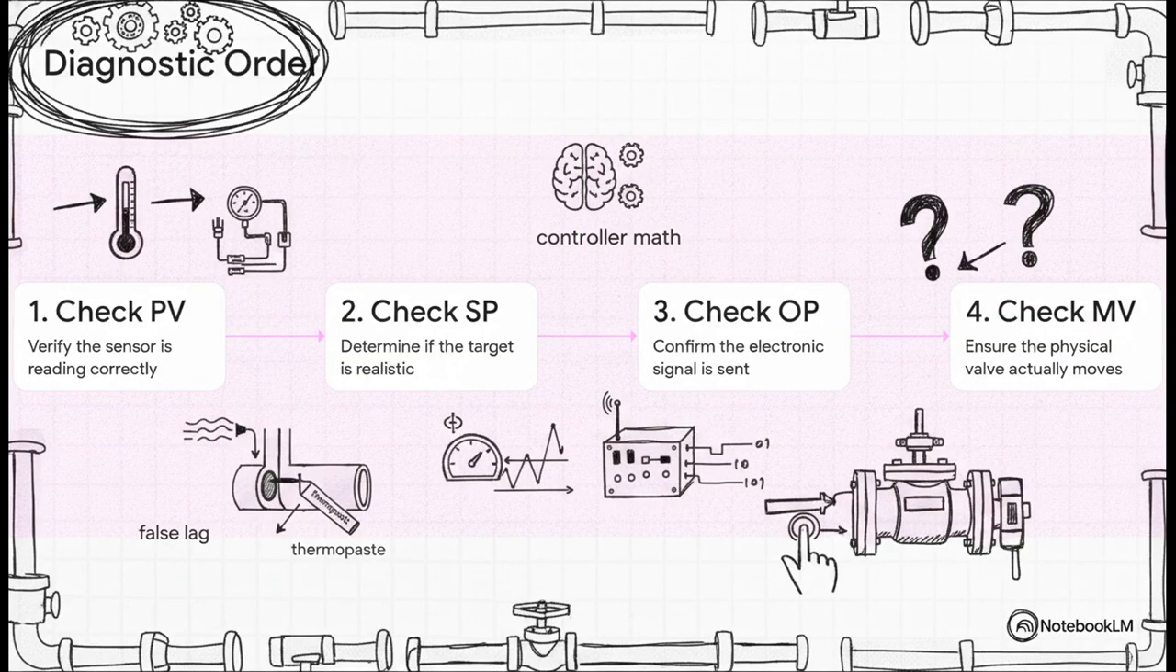And this naturally leads us to the ultimate diagnostic flowchart used by pretty much every commissioning engineer in the field. When a loop goes rogue, you always want to troubleshoot in this exact order. PV first, then SP, then OP, and finally MV. Trace the signal path. Start by verifying the PV. Is the sensor actually reading correctly? Is there some false lag because someone forgot the thermopaste? Next, check the SP. Is the target even realistic? Then, look at the OP. Is the controller actually sending out the signal? And finally, the MV. Is the valve actually moving? I can tell you from experience, more often than not, the fault is at the physical ends of the loop, the sensor or the valve, and not the math in the middle.